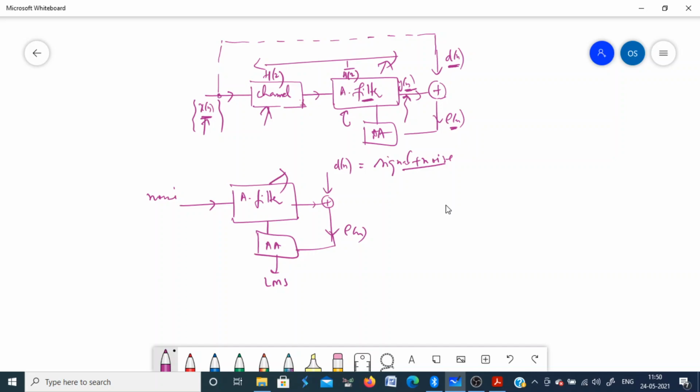Okay, now you can say that if it is signal plus noise and it is noise, you can subtract this noise from signal plus noise, you will get signal. No, you cannot say like this because the noise is random in nature, so you cannot subtract it like this. You will have serious signal to noise ratio problems.